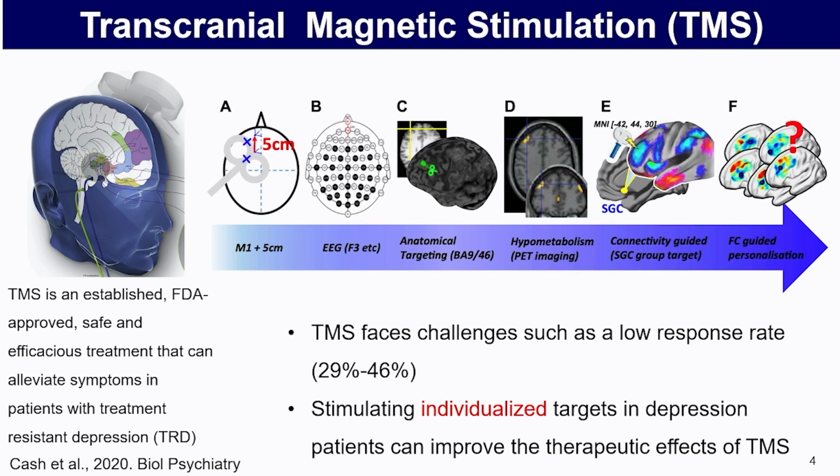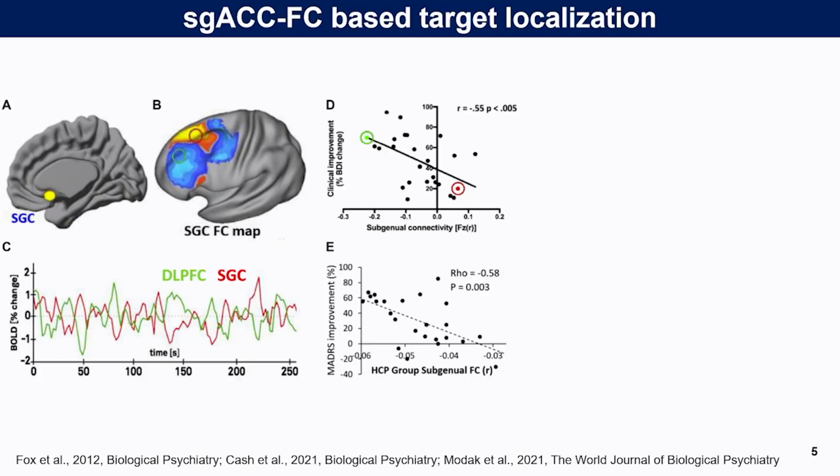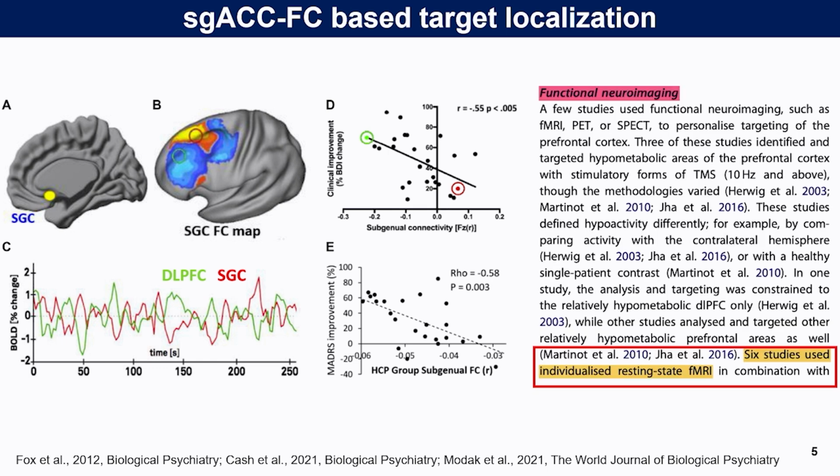So how to find an individualized target is still a problem for the field. And Angel already showed these slides proposed by Michael Fox, using the subgenual ACC, a deep structure, to do functional connectivity. And we find a functional connectivity that's related to clinical improvement of TMS. But there's one problem: only very few studies have used individualized resting-state MRI to guide treatment. But maybe we should work together more to increase the individualized treatment studies.